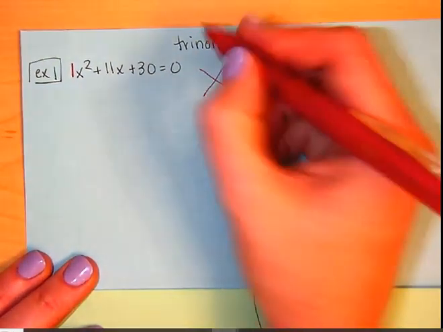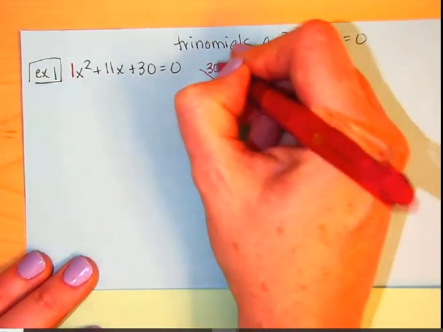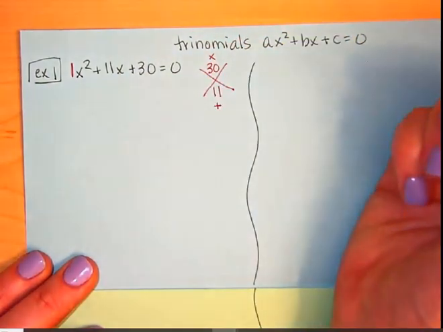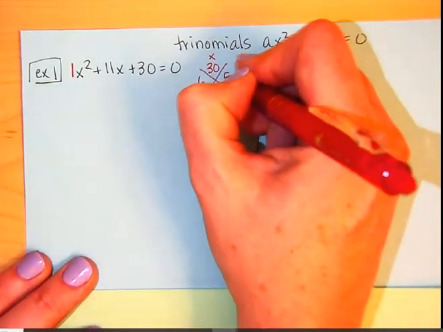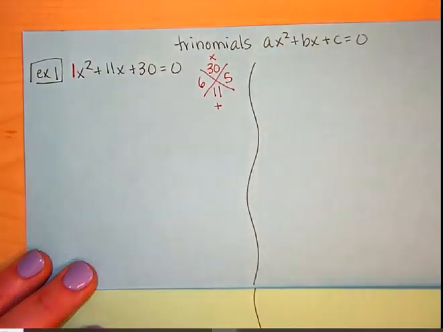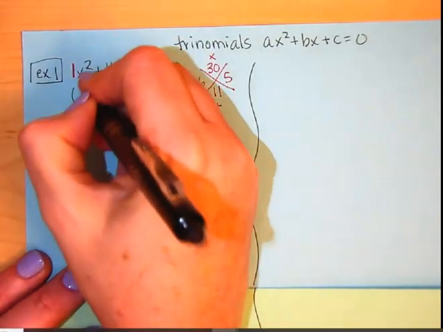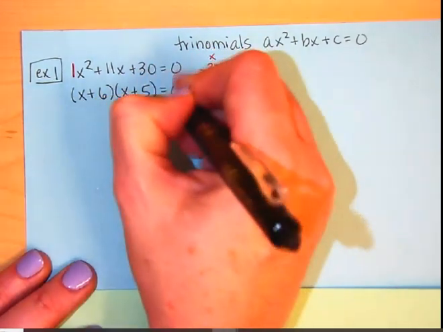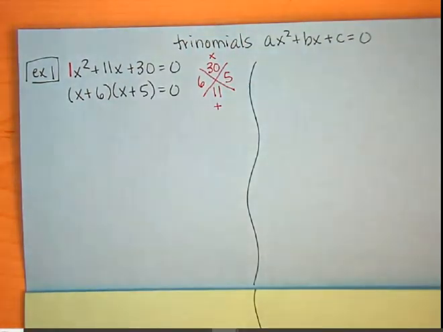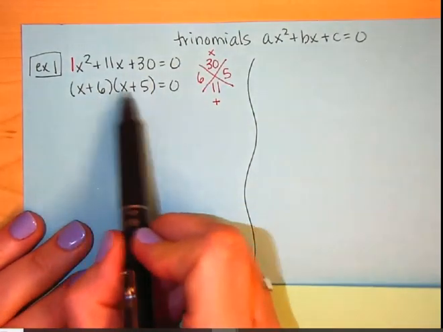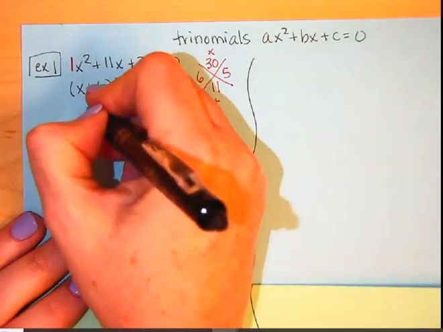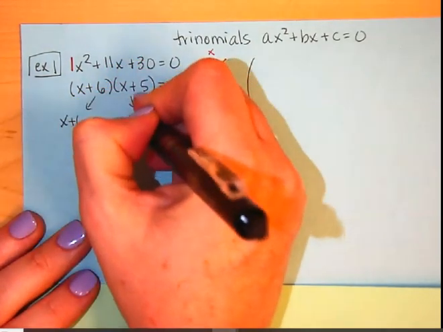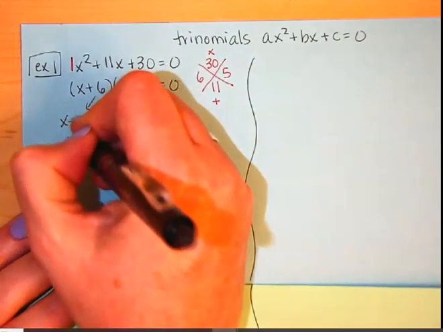We make our cross, what multiplies to the last number and adds to the middle number. And we get 6 and 5. What we do with those is write our factors, x plus 6 times x plus 5, and we know that that equals 0. And now that we have these two factors multiplied and equal to 0, we do our zero product property, set them equal to 0, and solve.